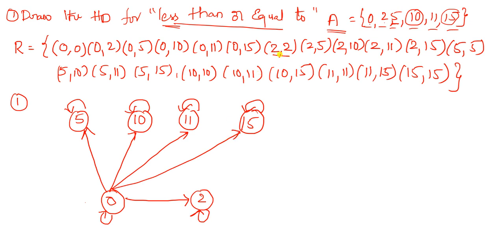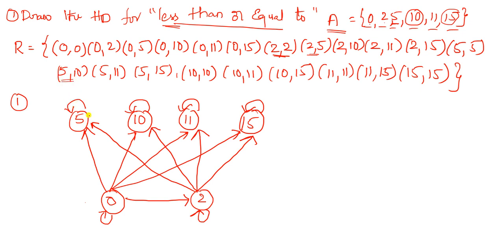Okay, and next 2, 2 is already written. Next 2, 5. That means from 2 to 5 we have a connection. Next 2 to 10, 2 to 11, and next 2 to 15, right. Next one, 5, 5 is already written.